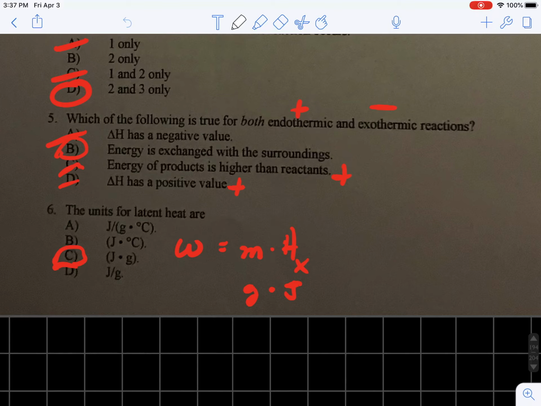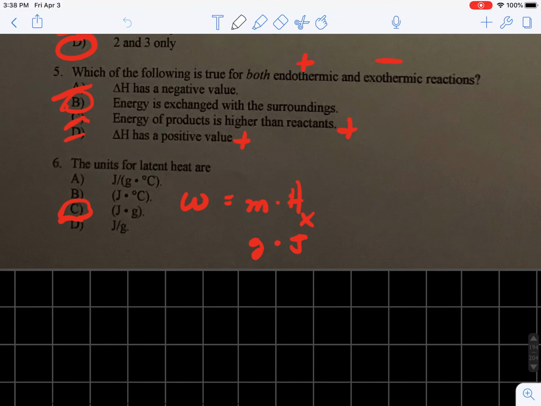Energy of the products is higher than the reactants. That would be endothermic. And answer D is eliminated because delta H positive means endothermic, but that does not include exothermic. The units for latent heat, you memorize.